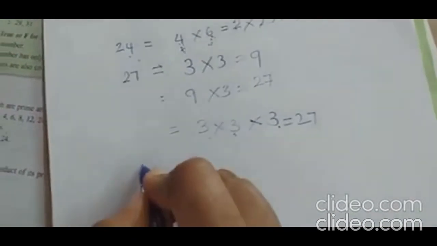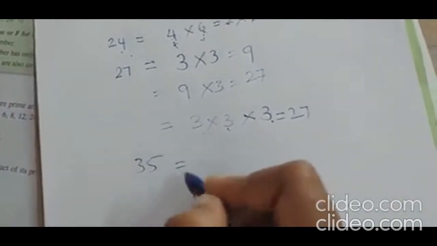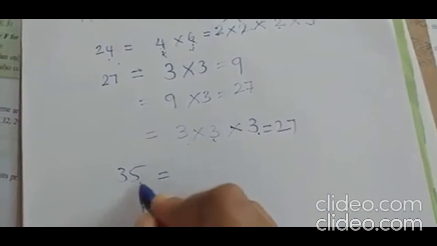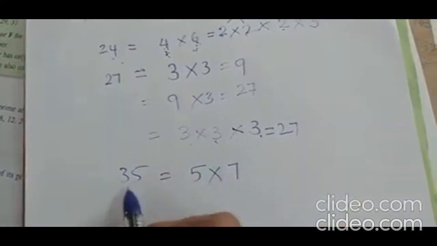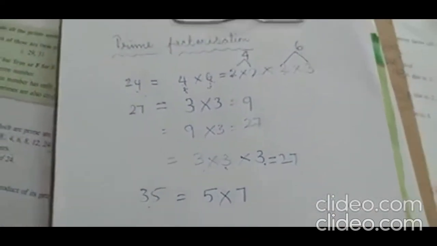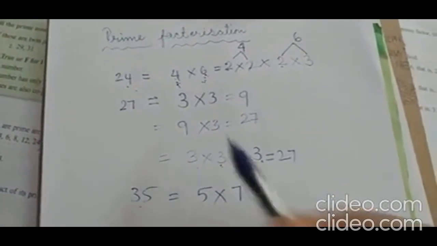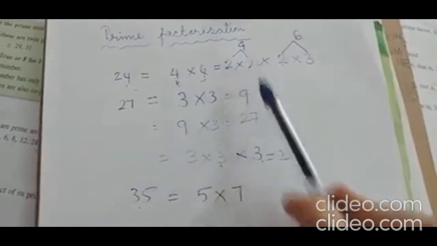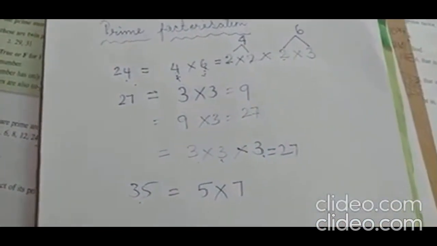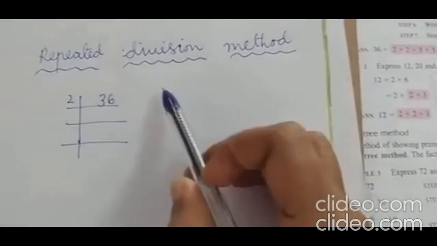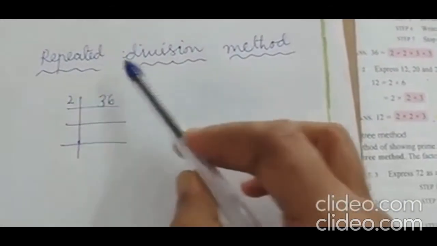Now next one, 35. What are the factors that are included in 35? 5 7s are, how much will come? 35. You got it, student, how we are multiplying? We say it prime factorization. This is called prime factorization. Now slowly we are getting into the repeated division method.